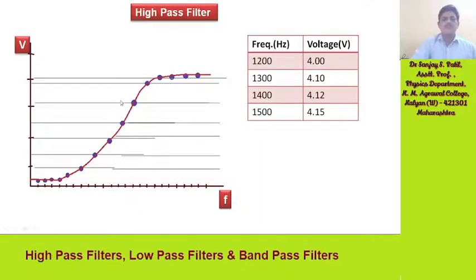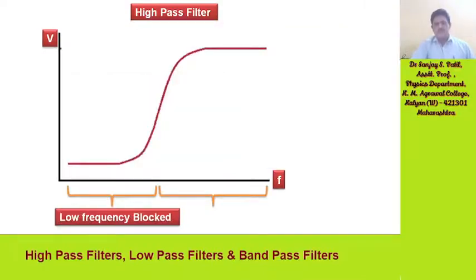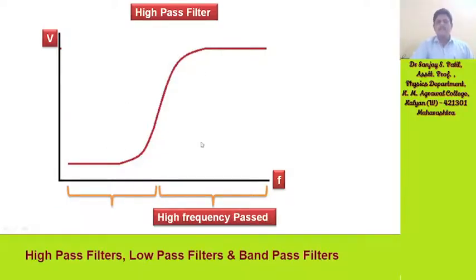How low frequency in this region? That low frequency is blocked while high frequency is being passed, and that is why it is called high pass filter, because only high frequencies are passing and low frequencies are getting blocked. So this is the graph of a high pass filter. Low frequency is blocked here, and high frequency passes.